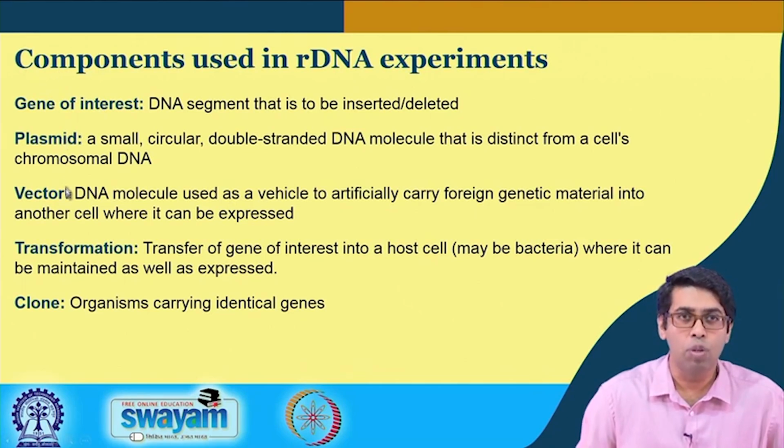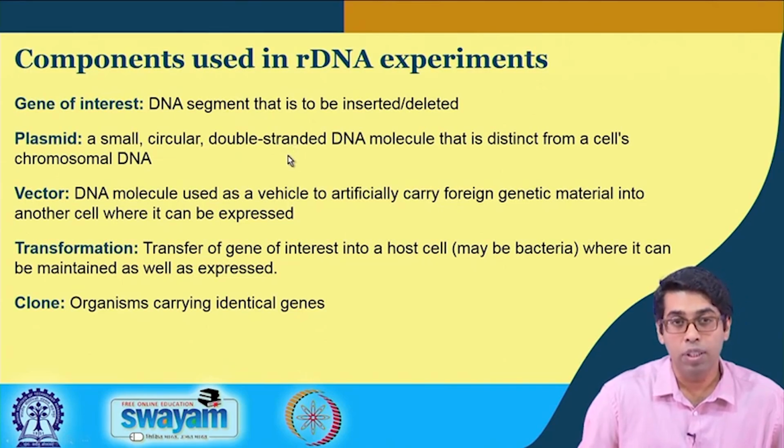Then there are two components, one is the plasmid and the other one is the vector. We use these two terms interchangeably. So, what is a plasmid? It is a small circular double stranded DNA molecule which is present inside a cell, but it is distinct from the organism's genome. Plasmids are typically several thousand base pairs in size, let us say 6,000 to 10,000 base pairs.